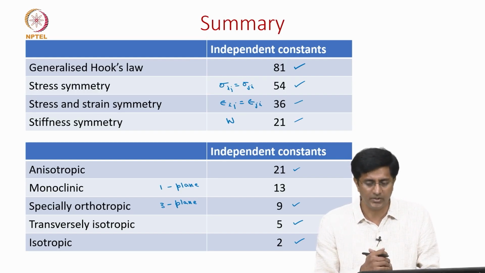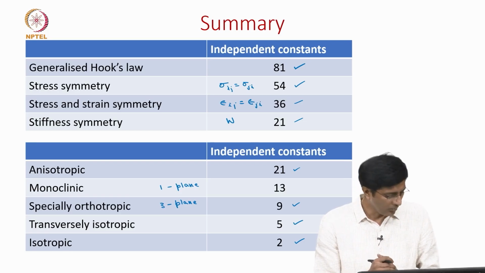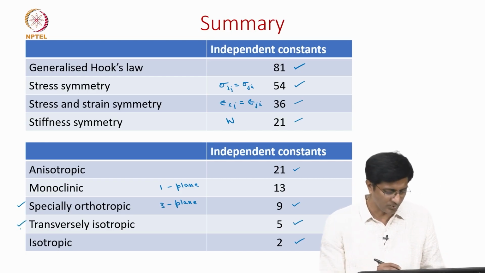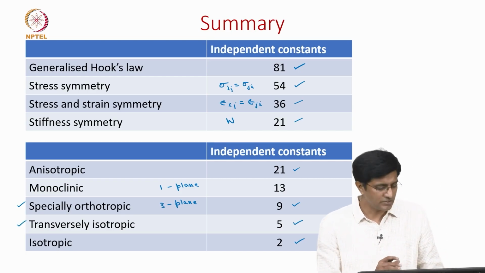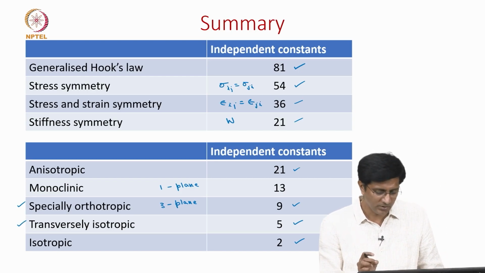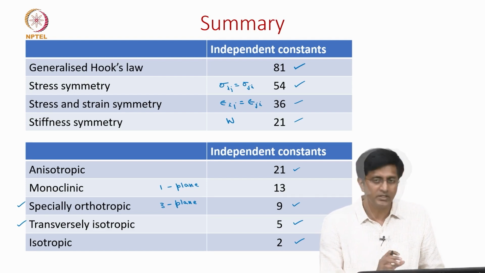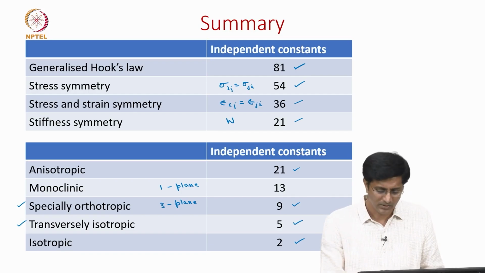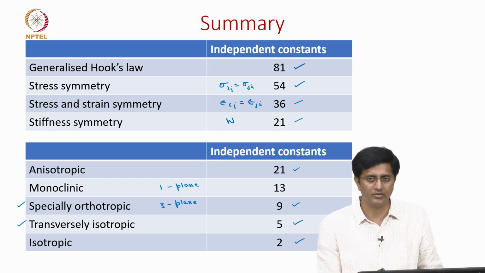But to bring things in the context of composites, we are more interested in the specially orthotropic materials and the transversely isotropic materials. In a specially orthotropic material, we end up with 9 constants, but there are some composites where you can consider them transversely isotropic, and that is when it reduces to 5 constants. With this we will conclude the video.